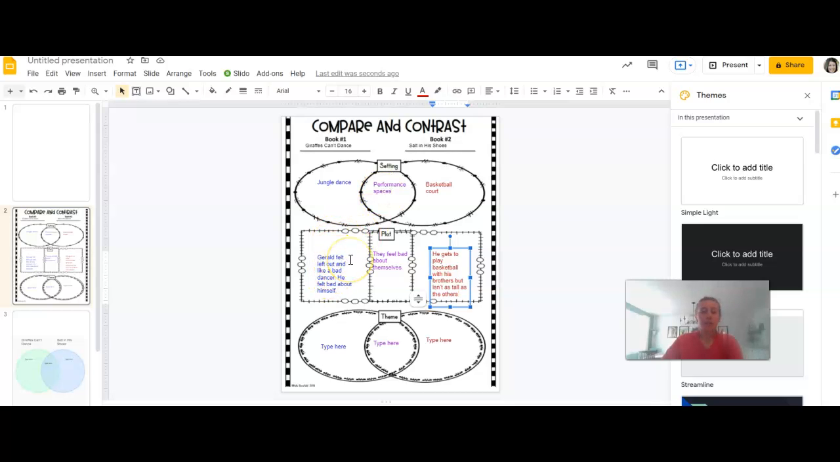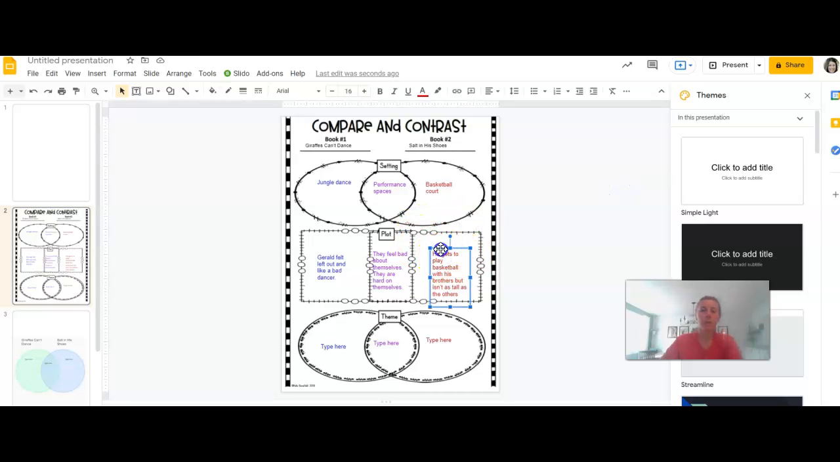In Giraffes Can't Dance, Gerald felt left out and he felt like a bad dancer. He just generally felt bad about himself. I'm going to take this piece out because I added that here. Both characters feel bad about themselves. They are hard on themselves and the things they aren't good at. Let's just say they're hard on themselves. Okay.